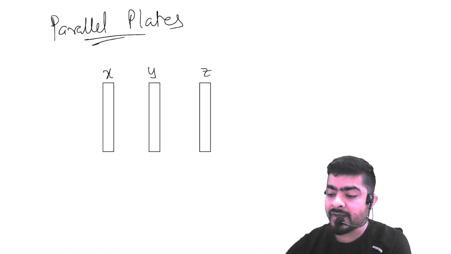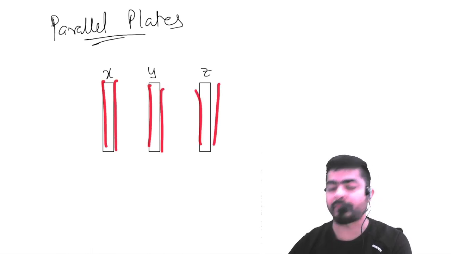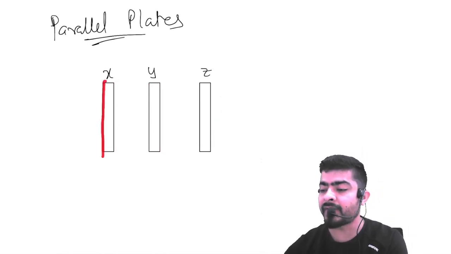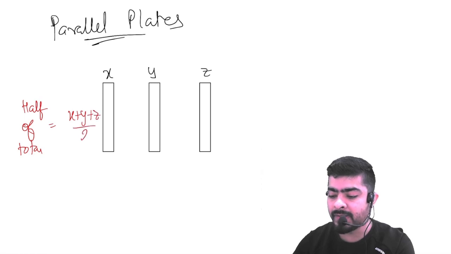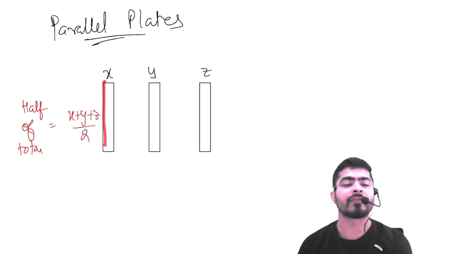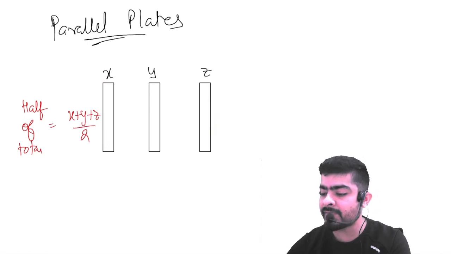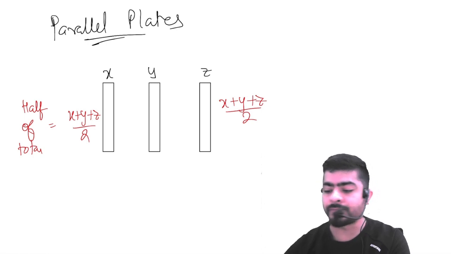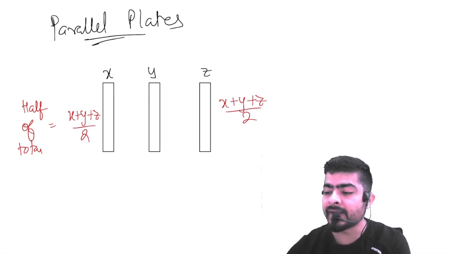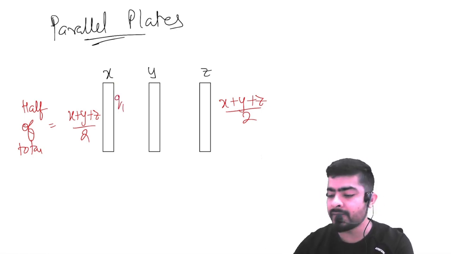So charge will distribute on each surface. So on the left surface, charge will be half of total. Half of total. So that is equal to x plus y plus z by 2. This is the charge on the left surface. Similarly, charge on this surface will also be x plus y plus z by 2. Now, charge on this side will be, let's say, q1, then charge over here will be minus q1. And how to find q1, guys?